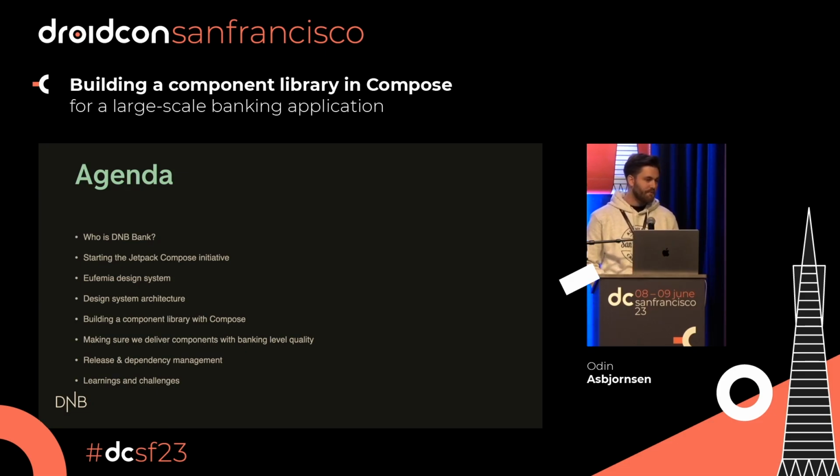And then when you build your component library, or we build our component library, we wanted to make sure that we deliver a component which actually could be shipped from a bank side. So I have a section called making sure we deliver components with banking level quality. Then I will go through some of our release and dependency management of this library, and then I will share some key learnings and takeaways from our experience with this.